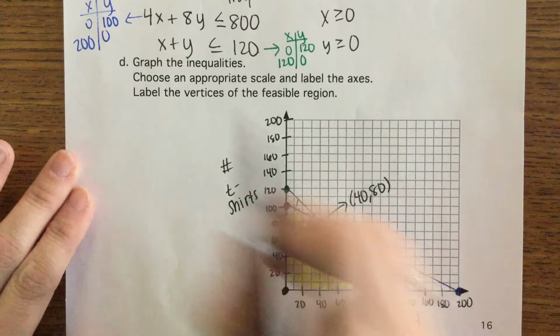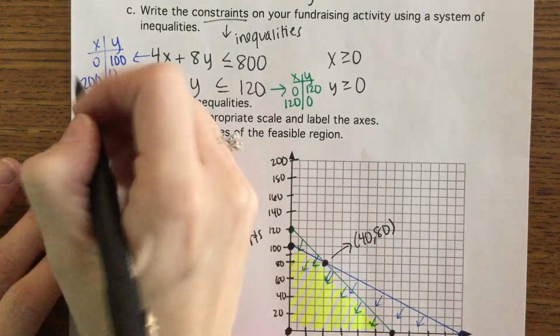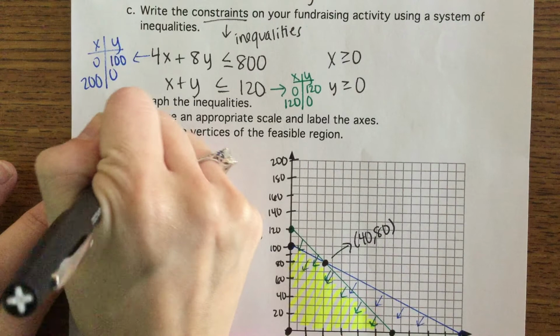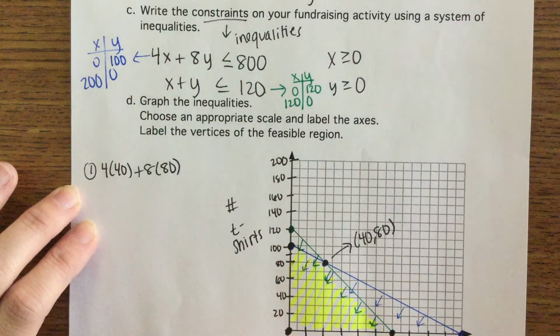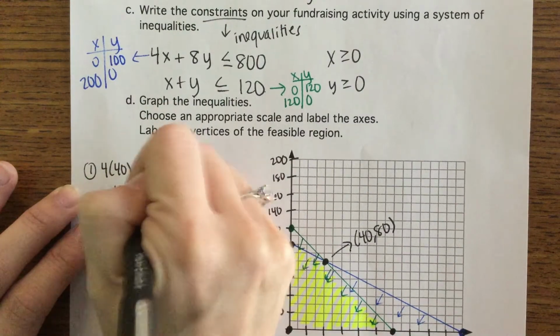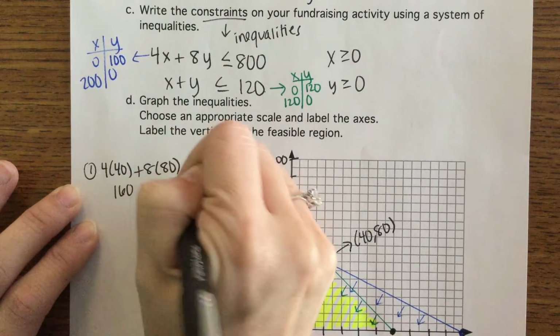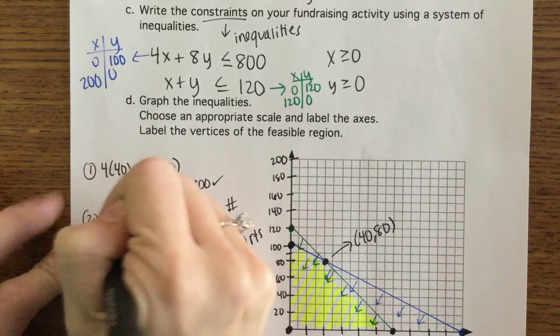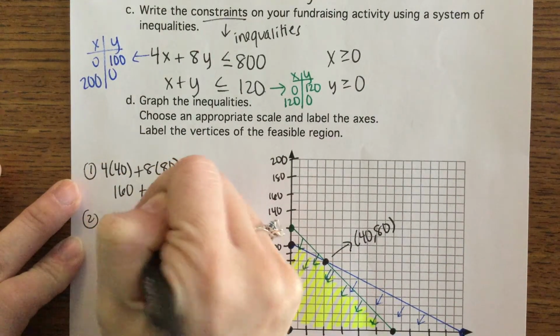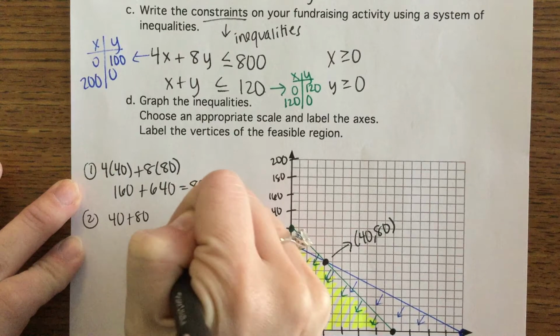So let's plug it in and make sure that they work in both equations. In the first one, I have 4 times 40 plus 8 times 80. So this is 160 plus 640, which is in fact 800. So that's good. In the second equation, I have 40 add 80, so 120 equals 120.